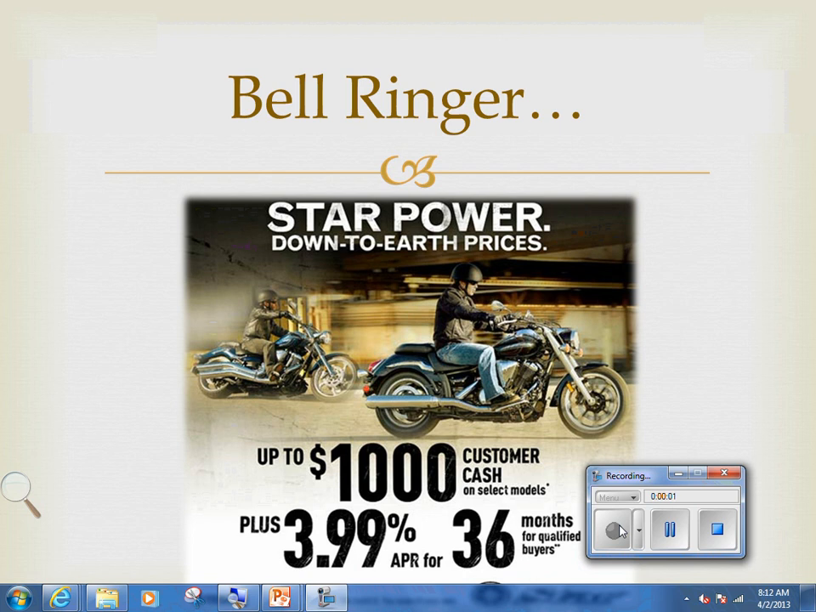This is your bell ringer, and you are to tell me what this is. So tell me, what is it? What are we looking at here, Matthew? Okay, we're looking at an advertisement, it appears to be a motorcycle dealership. What else are we looking at?